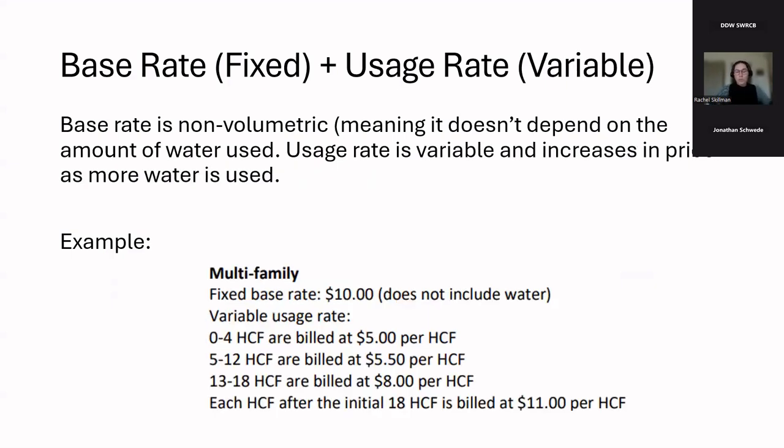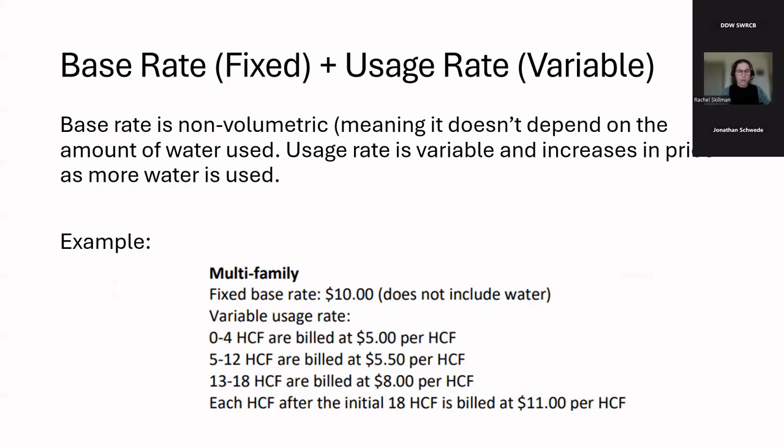One of the most common types of rate structures that we see that water systems have is a fixed base rate and a variable usage rate, which means that the base rate does not depend on the amount of water used or any other factor, but the usage rate is variable and typically increases in price as more water is used. And so we call these tiers.